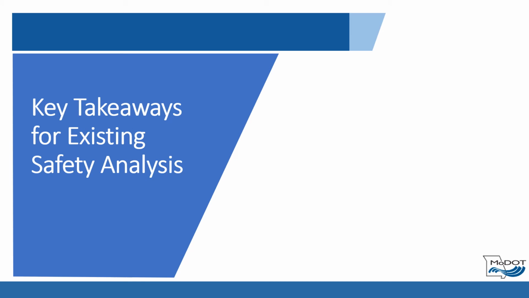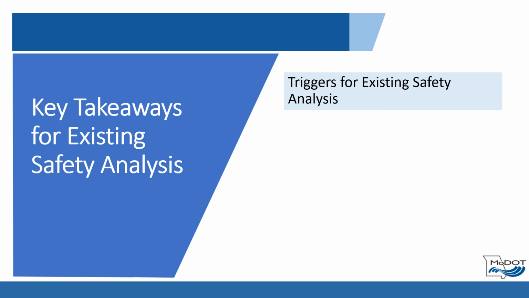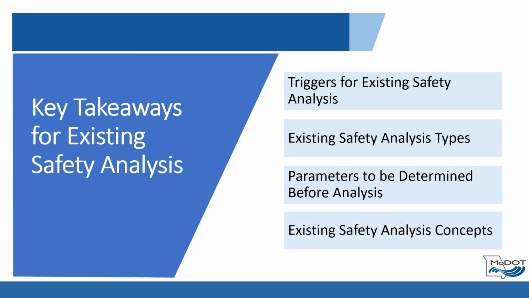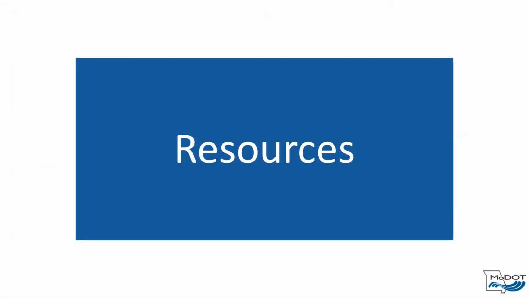The revisited key takeaways from this module include triggers for determining when an existing safety analysis is needed, the types of existing safety analyses to be aware of, parameters to be determined before an existing safety analysis is completed, and important existing safety analysis concepts to be aware of, especially when reviewing the analysis after it has been completed. There are several resources available to you as you perform an existing safety analysis.